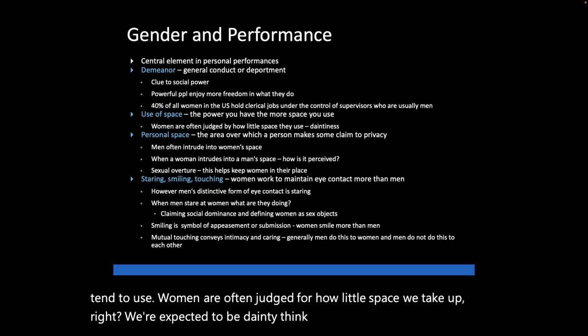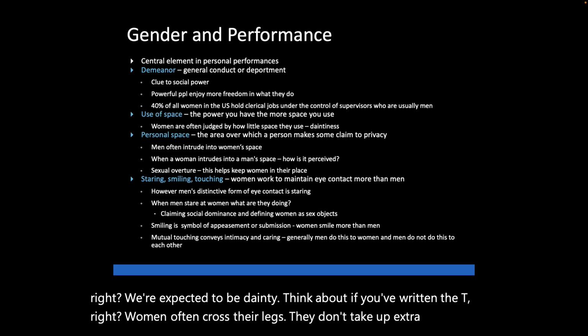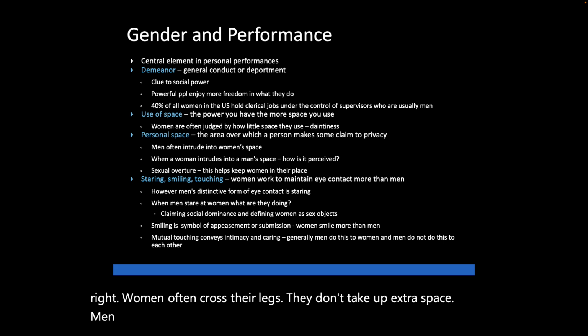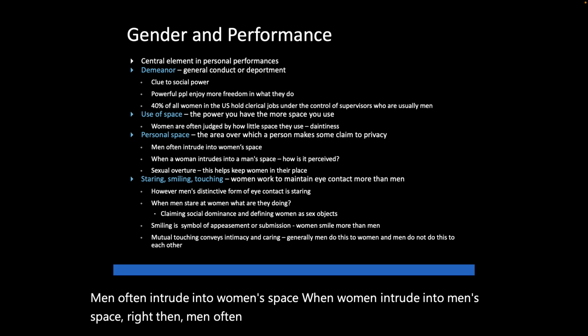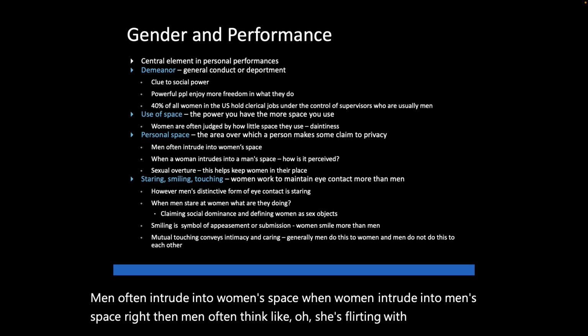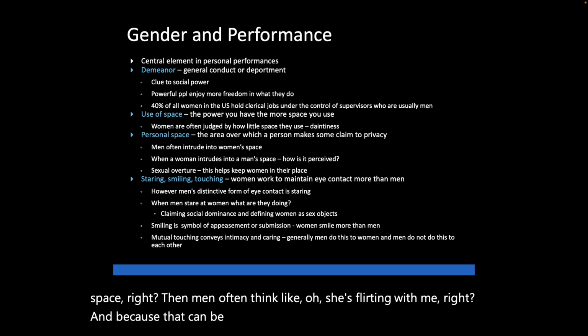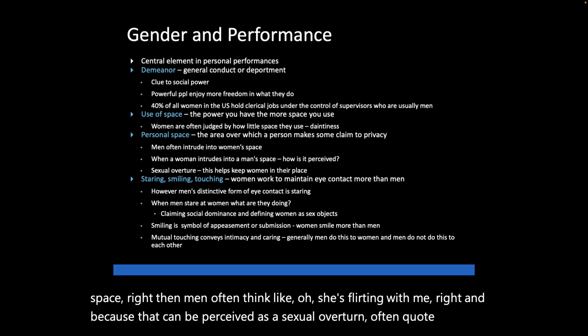Think about if you've ridden the T, right? Women often cross their legs. They don't take up extra space. Men often man spread, right? And take up a lot of space. Men often intrude into women's space. When women intrude into men's space, right? Then men often think, oh, she's flirting with me, right? And because that can be perceived as a sexual overture, it often, quote unquote, keeps women in their place.